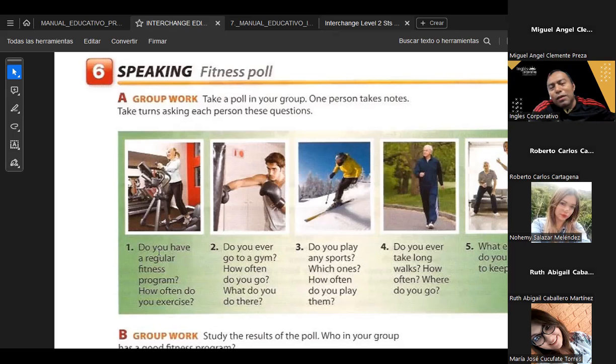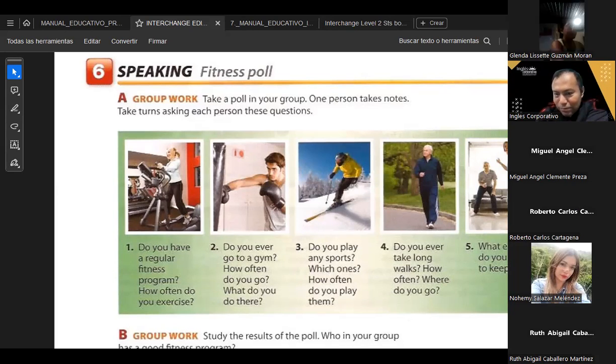The number three, Ruth. Can you read the number three? Okay. Do you play any sport? Which ones? How often do you play team sports? Excellent, very good. Okay, the number four. No sé si me ayuda Rommel. Acaba de entrar Rommel. Can you help me with the number four, Rommel? Okay, teacher. Number four. Do you ever take long walks? How often? Where do you go? Excellent, very good.